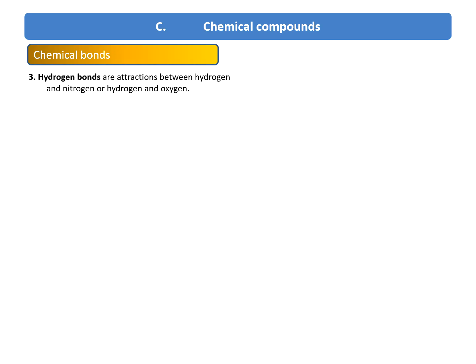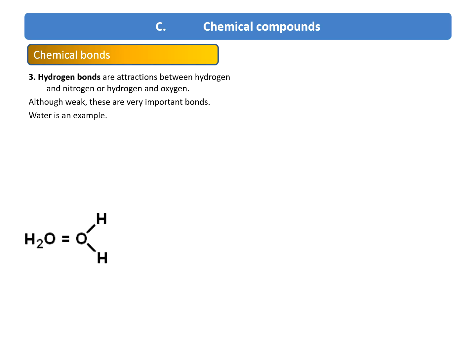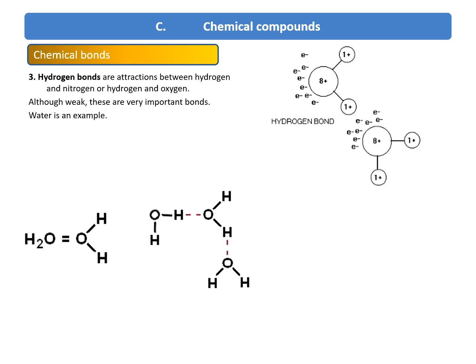Hydrogen bonds are attractions between hydrogen and nitrogen, or hydrogen and oxygen. Although weak, these are very important bonds, as you will see as we progress. Water is an example. Here you see some water molecules. Notice the arrangement of the hydrogens relative to the oxygen. The hydrogen of one bonds with a hydrogen bond to the oxygen of the other.